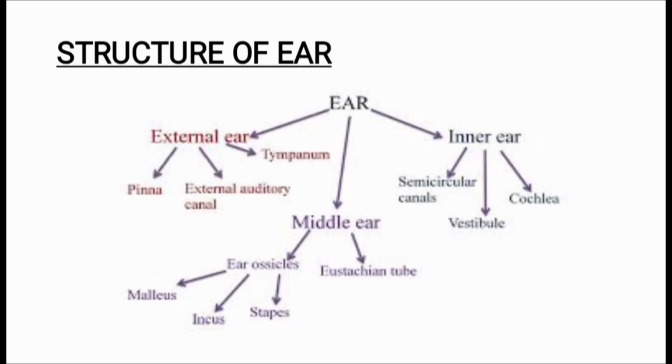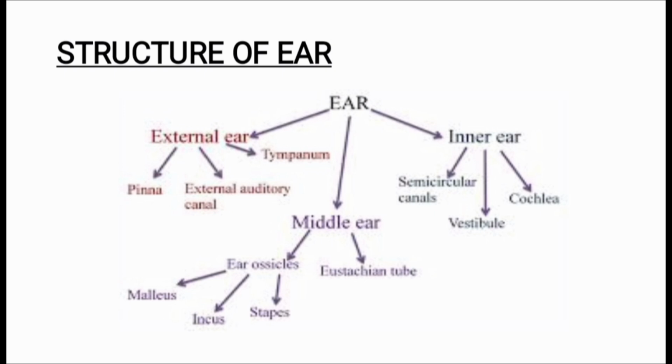So, coming to the structure of the ear, the human ear comprises three main sections. They are the outer ear, middle ear, and the inner ear. The external ear is composed of three parts: pinna, external auditory canal, and tympanum. And the middle ear consists of ear ossicles and eustachian tube. There are three ear ossicles we can see in the middle ear of humans. They are malleus, incus, and stapes. And the inner ear is composed of three parts: semicircular canals, vestibule, and cochlea.